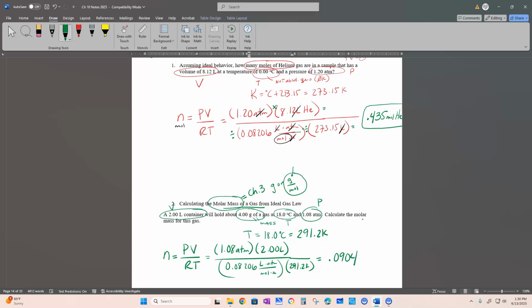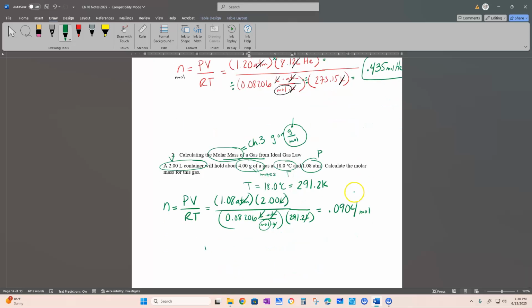And let's check out our units. With our units, we have by atm, by liters, by K, and look right there, there's my moles. So this is moles of this particular gas. So molar mass, okay, grams per mole: 4.00 grams over 0.0904 moles.